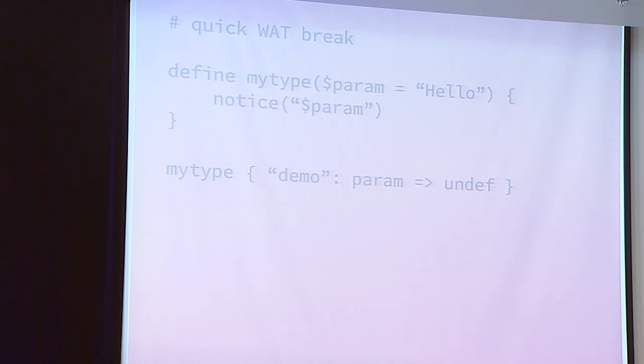And if you guys have been following, I posted a comment about this to the mailing list and got some really good responses. This is one where we decided to keep the behavior that's in 2.7. It was going to change. But if you look at this code, I'm setting up a define type at the top. It has a default for this $param variable that says hello. So if you don't pass param in, you'll just say hello. And then I invoke that define type with an undef for param.